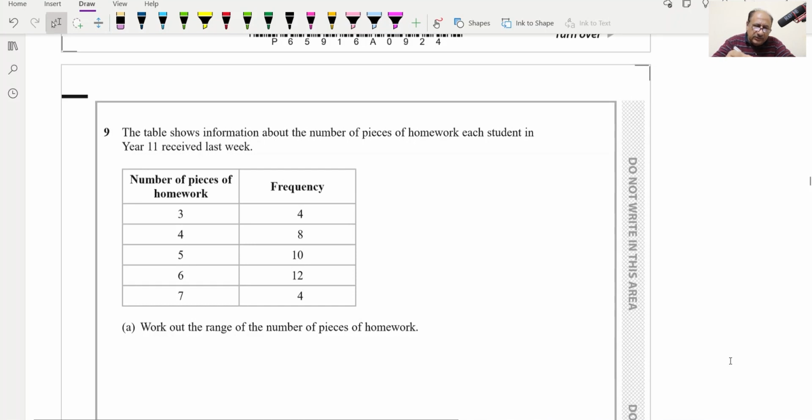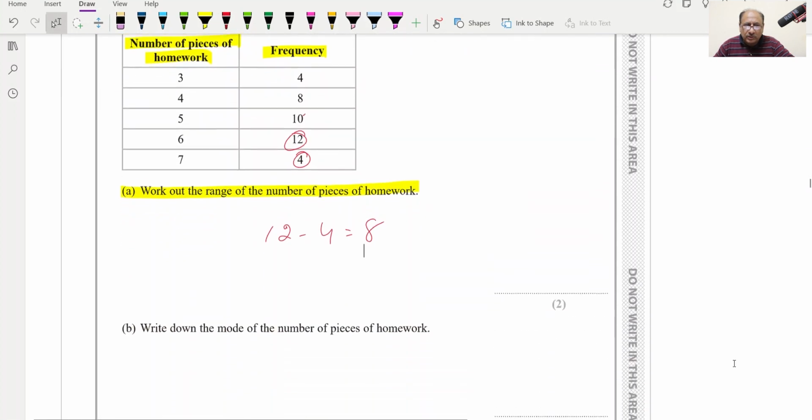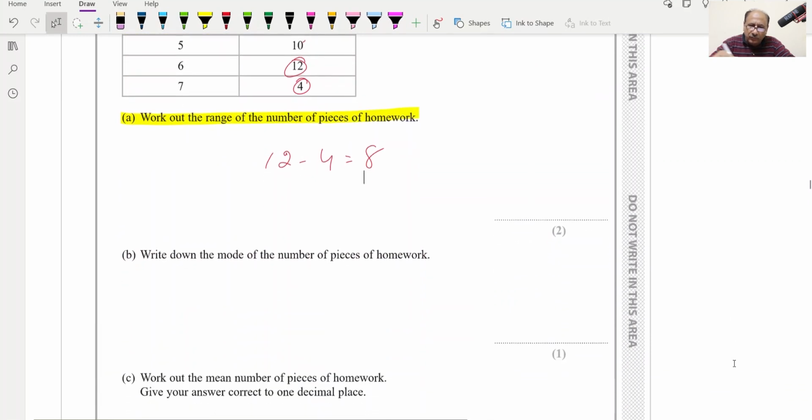Question number 9 says the table shows information about the number of pieces of homework each student in year 11 received last week. So number of pieces of homework and frequency. A part, work out the range of the number of pieces of homework. Range will be maximum minus minimum. Maximum is 12 and minimum is 4. So 12 minus 4 will be equal to 8. So the range will be 8. We can provide over here, range will be 8.